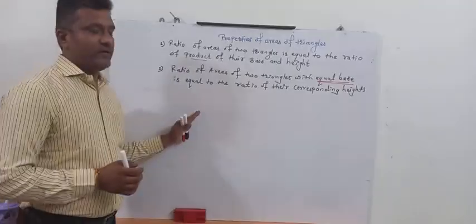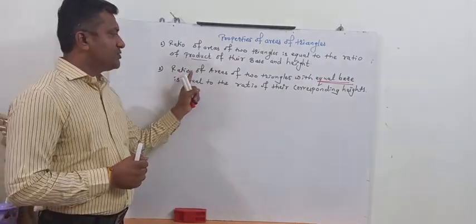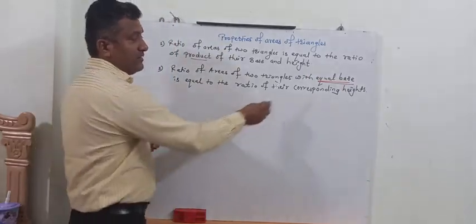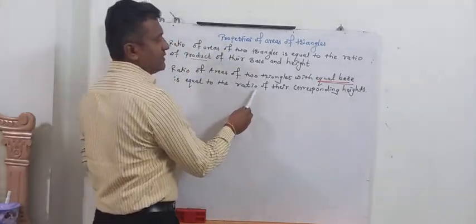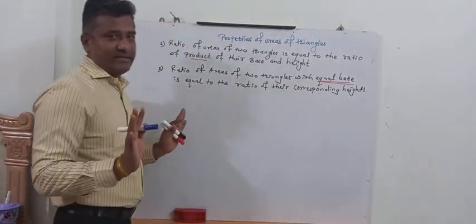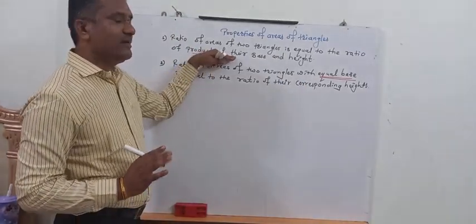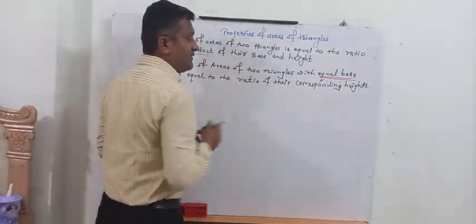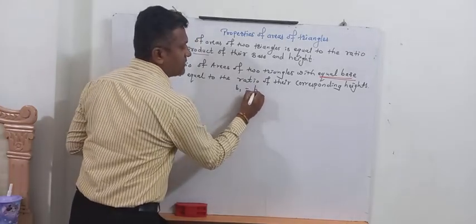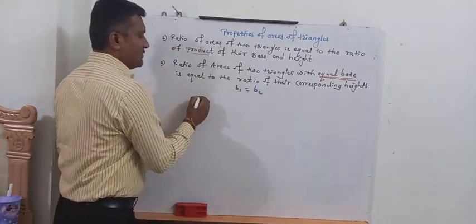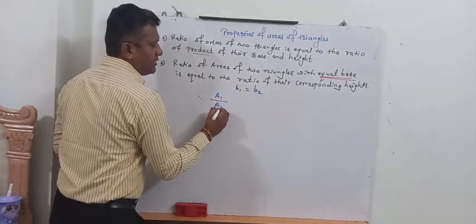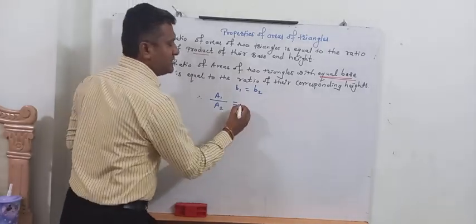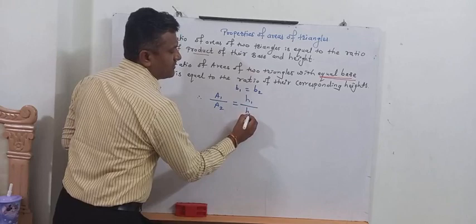Okay, now the second property. Look at the property, what is mentioned here. Ratio of areas of two triangles with equal base. This is the important clue here. Equal base is equal to the ratio of their corresponding heights. Now look at, in the previous property, base and heights were different. Now in this particular property, bases are given equal. That means B1 equals B2. In this case, we can apply the property that A1 upon A2 equals, as bases B1 and B2 are equal, they are cancelled. So what is left? Only H1 by H2.